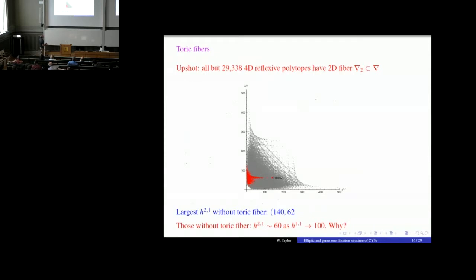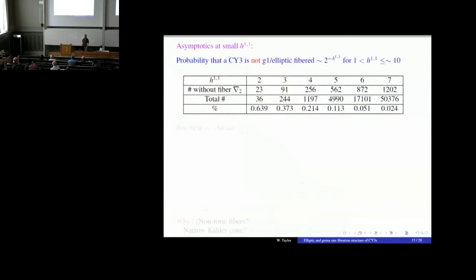Interestingly, these kind of cluster with H21 equaling around 60 as H11 increases. I have no idea why that is. That's an interesting question. Why are the ones without a manifest elliptic fiber clustering in this way, and what's going on around here? Interesting question. Don't know the answer. We've got the data, and we'll put the data online along with the paper shortly so people can look at it.